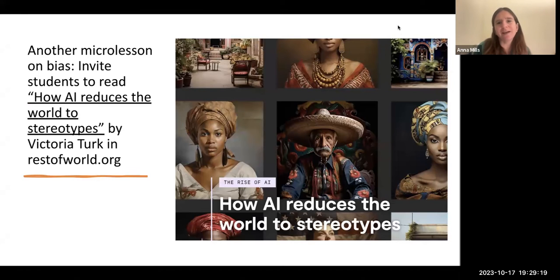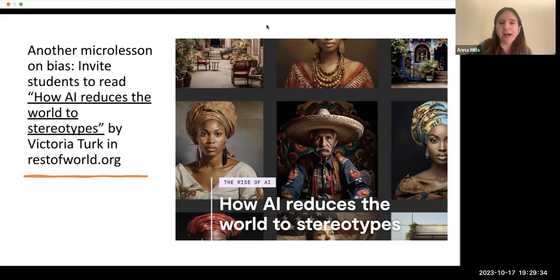And another quick way, an interactive article that I really love that's new to me is how AI reduces the world to stereotypes. This one looks at image generators, and when you ask them just for, say, a Mexican person, they give a very, very stereotypical and limited response. The article goes through that in a number of different global contexts and explains why. But even sharing the images with students and talking about how limited they are could be a really quick and still memorable lesson.